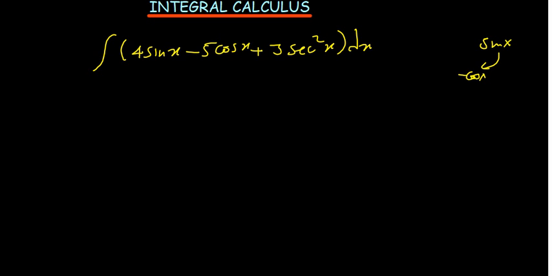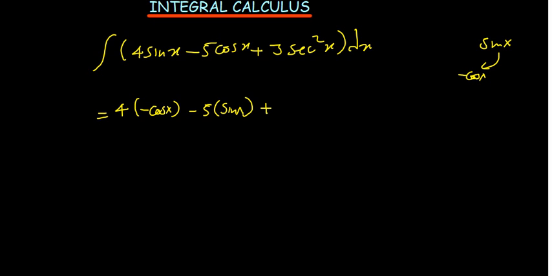Therefore, to integrate this one, we have got a 4. If we integrate sin, we are going to get negative cosine of x. And then we have got a negative 5. If we integrate cos, that is going to give us sine.